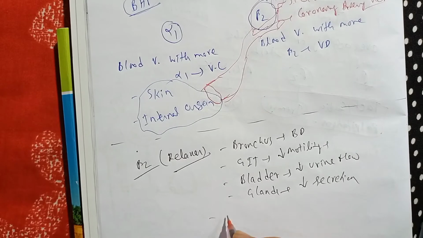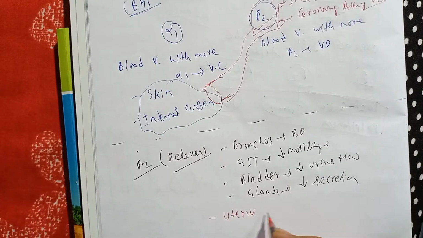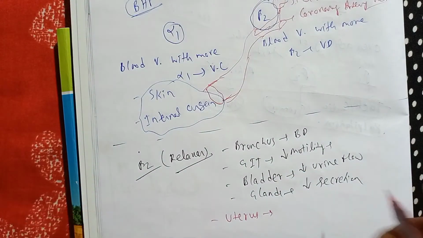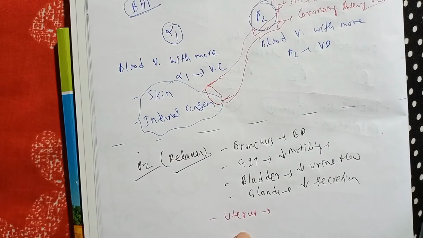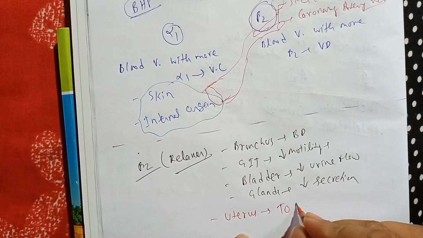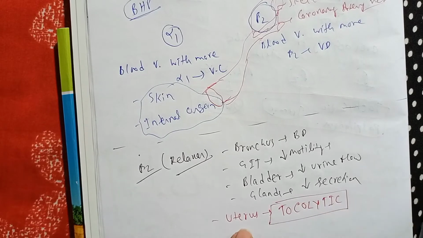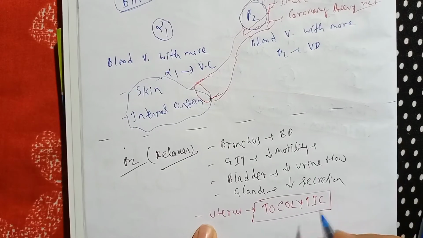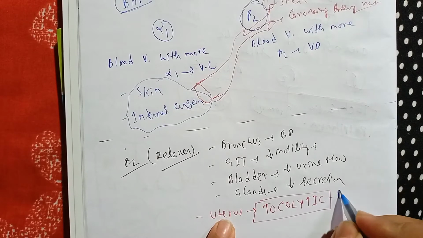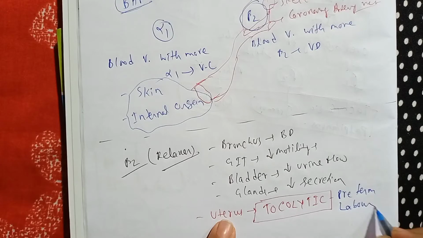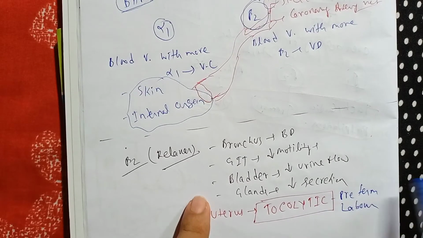Now the most important thing, they are present within the uterus also. Whenever the uterus is relaxed, this effect is called the relaxation of the uterus, the tocolytic effect. In case of preterm labor, I'm just repeating again, in case of preterm labor, we need to use this type of relaxants. We'll talk about these things in pregnancy, drugs of choice.